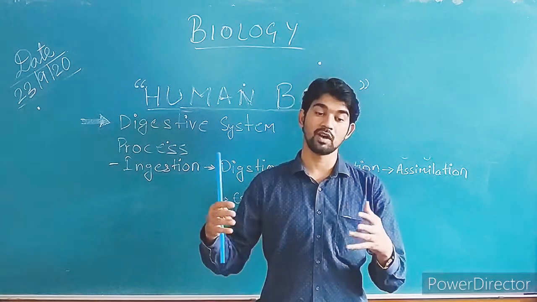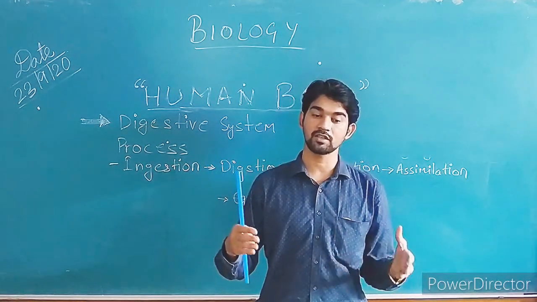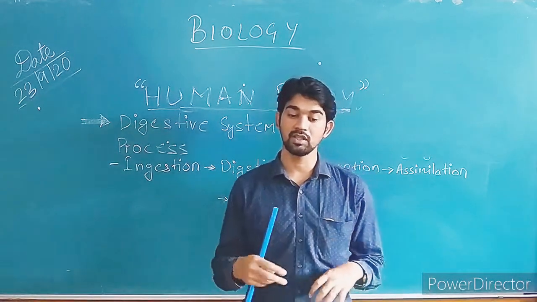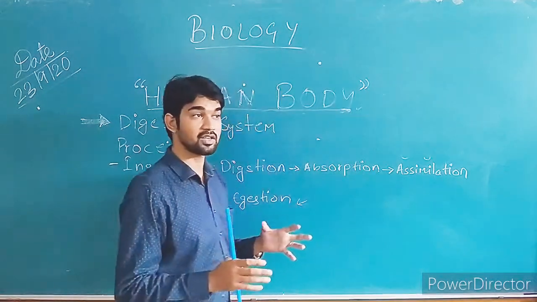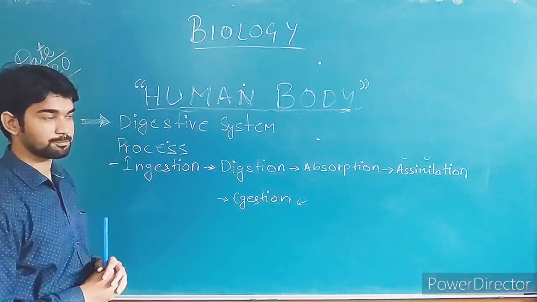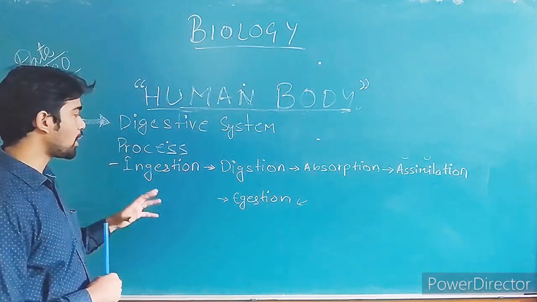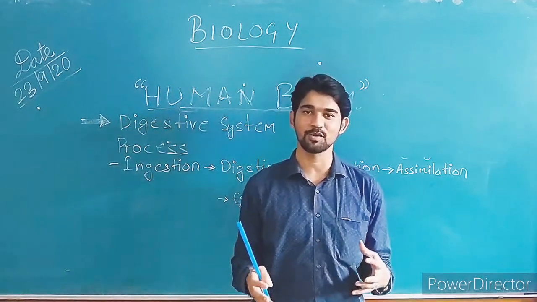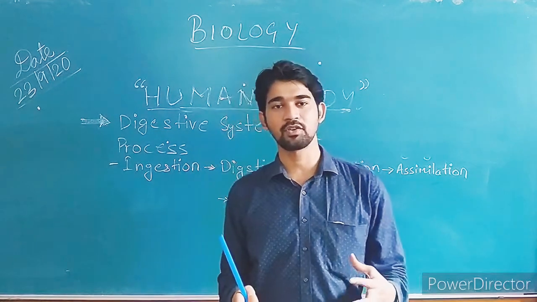It includes the alimentary canal, digestive glands, and the mouth, the teeth, and all other various organs that are present in the whole digestive system. I hope that you have understood the basic meaning and introduction of this chapter.